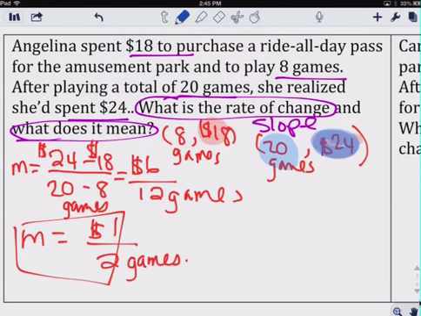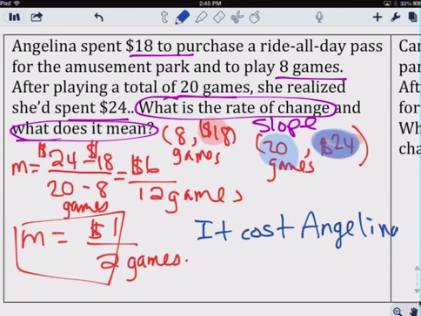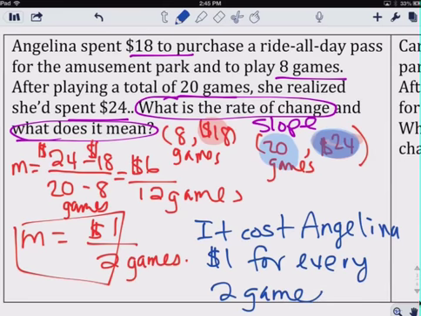So what does it mean? It means it cost Angelina $1 for every 2 games.